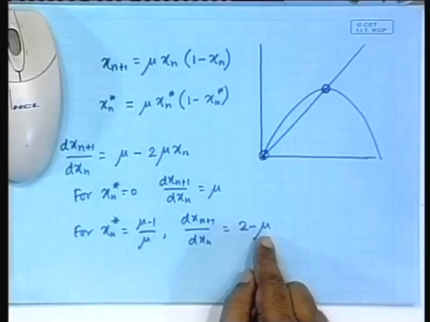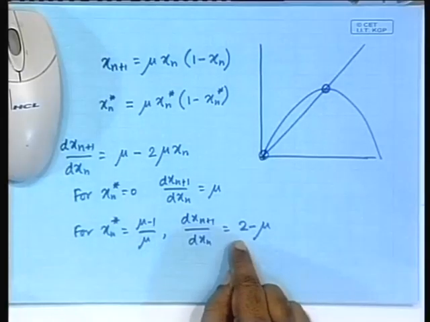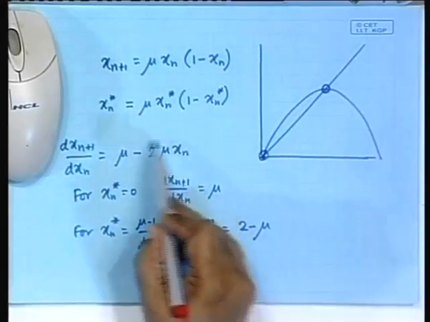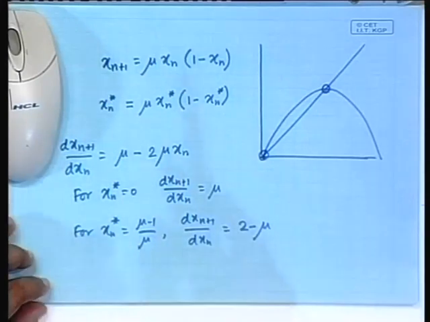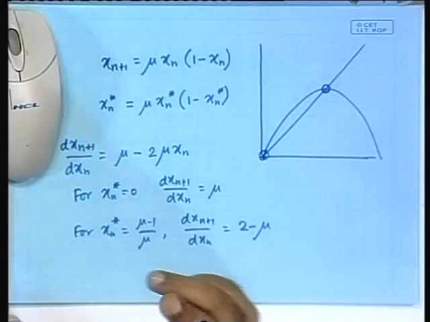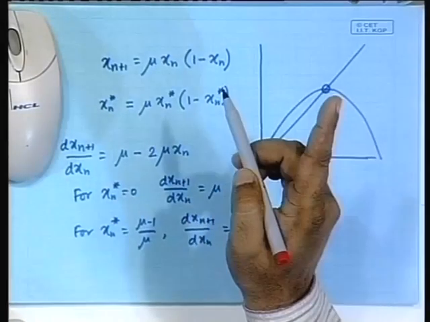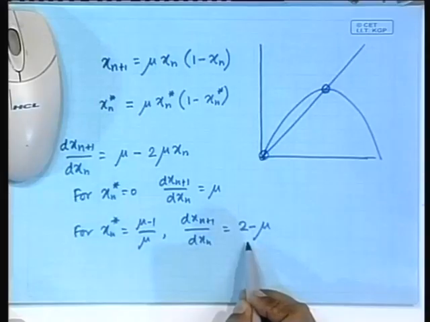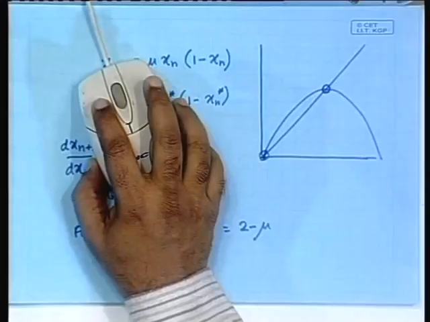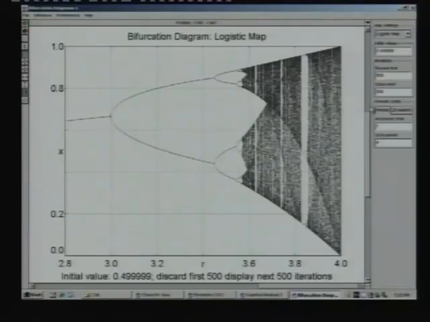at what value of mu then would you expect this particular equilibrium point to become stable? Wait. Here mu minus this. Okay. From 1 to 3 it will be stable. So, this one would be stable up to 1 and this one would be stable up to 3. Fine. Let us see. Let us change the range of the bifurcation diagram. Where is it? Where is the parameter?